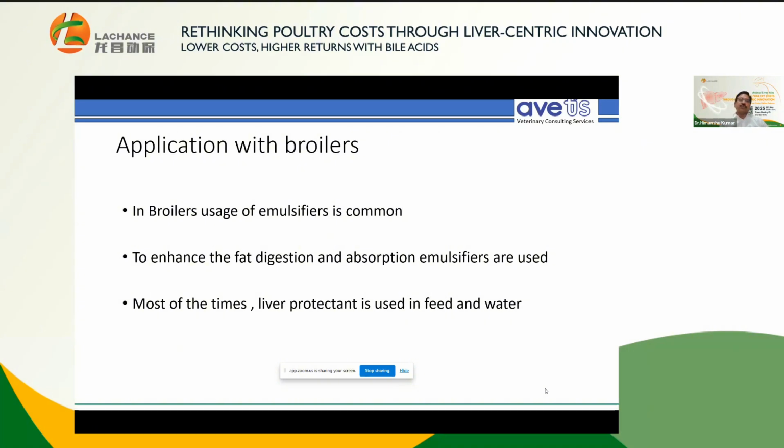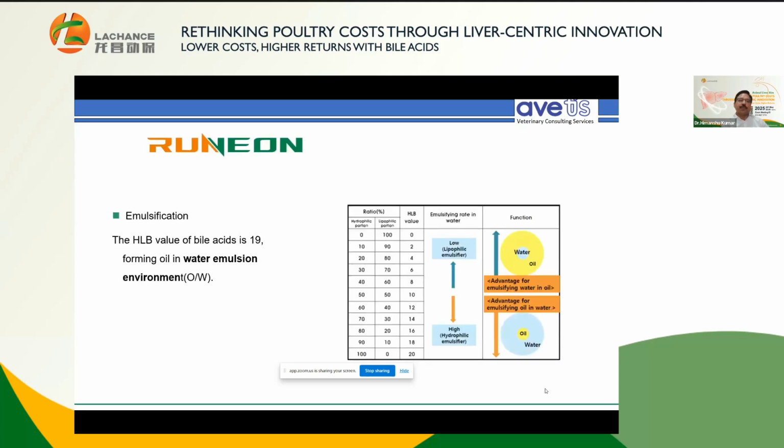This is used as an emulsifier, and most of the time a liver protectant is used in feed and water. In Indian conditions, as already mentioned, the liver is one of the biggest glands of the body and is required to be healthy. Indian people mostly use liver protectant or liver stimulant throughout the lifespan. In that condition, we have replaced those products with Runion, because Runion has played a very pivotal, central role, acting as a hepatoprotectant and hepatostimulant.